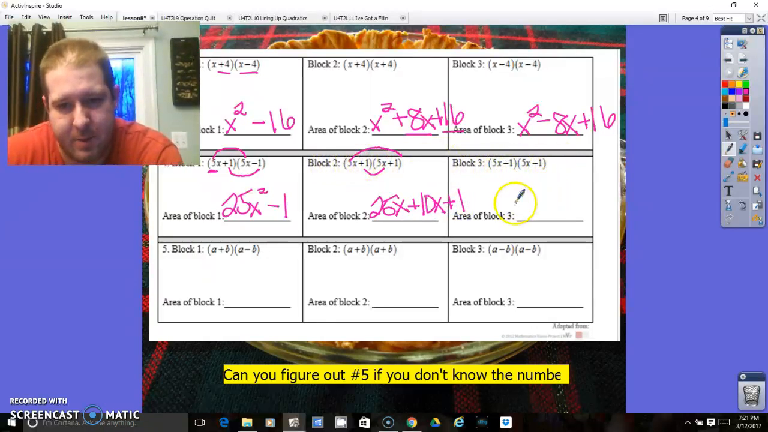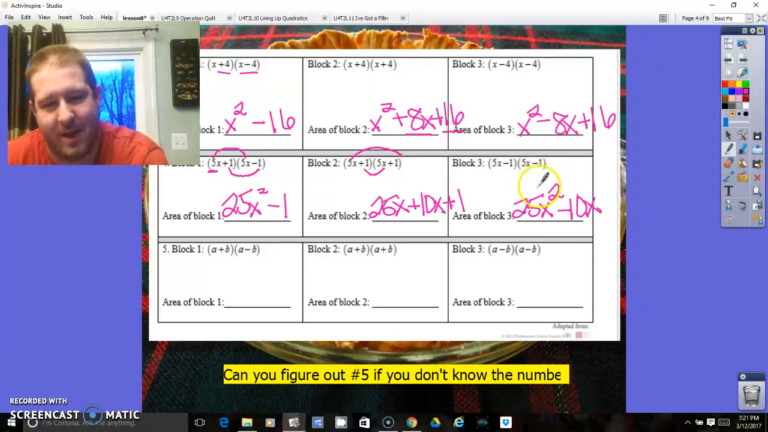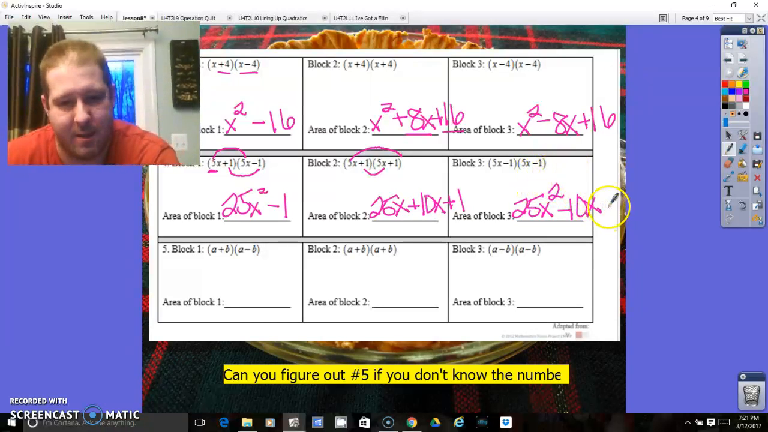All right. And last but not least, it's going to be the exact same answer, but with outers going to be negative 5x. The inners is going to be negative 5x, which makes negative 10x. And then you still got plus 1 at the end.